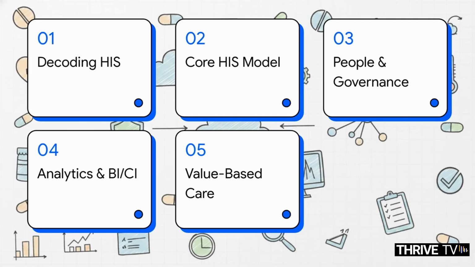First, decoding health information systems. Second, the core HIS model. Third, people, process, and governance. Fourth, analytics, BI, and CI. And finally, shifting to value-based care.